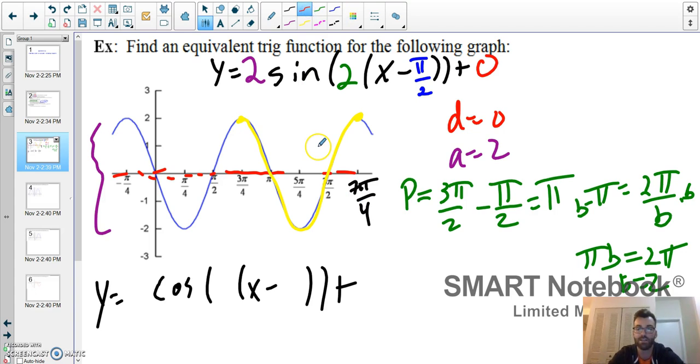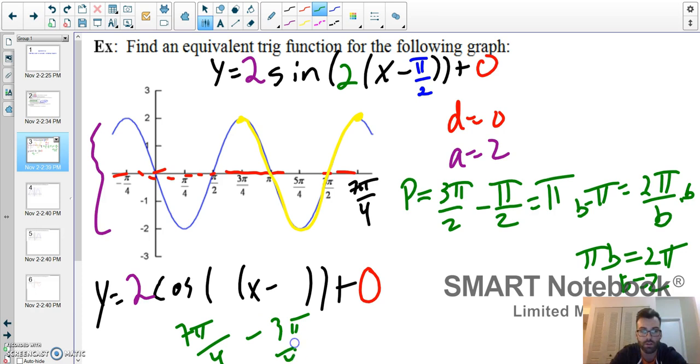First thing I want to find is my d value. Was there a vertical shift? There was not here, so that's 0. My amplitude is also 2. Again, solving for my period, I take my ending point, 7 pi over 4, minus my starting point, 3 pi over 4, and get 4 pi over 4, which is just pi. So I know that same thing here, I got pi, so this has to be 2.